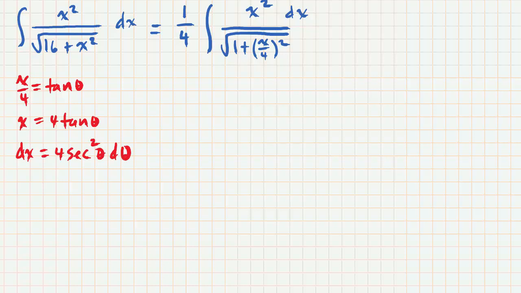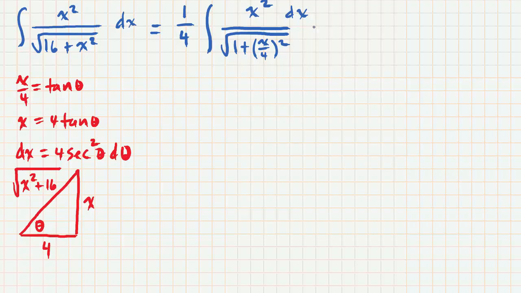Now, later on, we're going to need a triangle to go back, so let's just draw the triangle now. We know that tangent of theta is x divided by 4, so this triangle will represent the relationship between x and theta, and the hypotenuse will be root x squared plus 16.